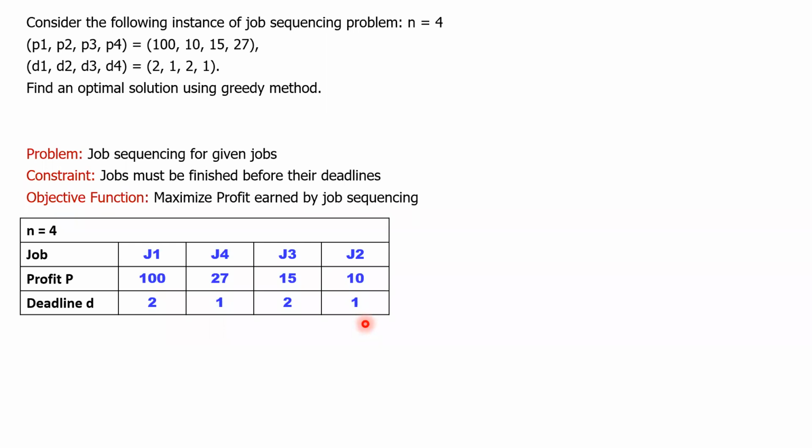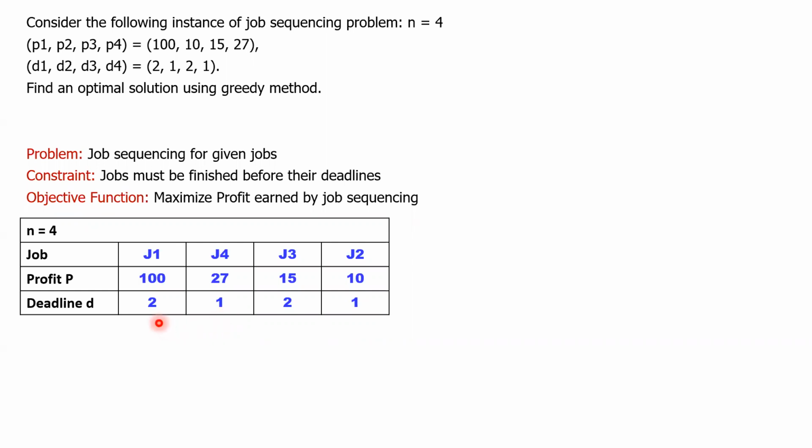One time unit will be required for executing one job. Then I can execute only one job at a time. So if I remember all these constraints, then it's easy for me to observe that out of J2 and J4, I can complete only one job. Any one job I can take and I can complete.